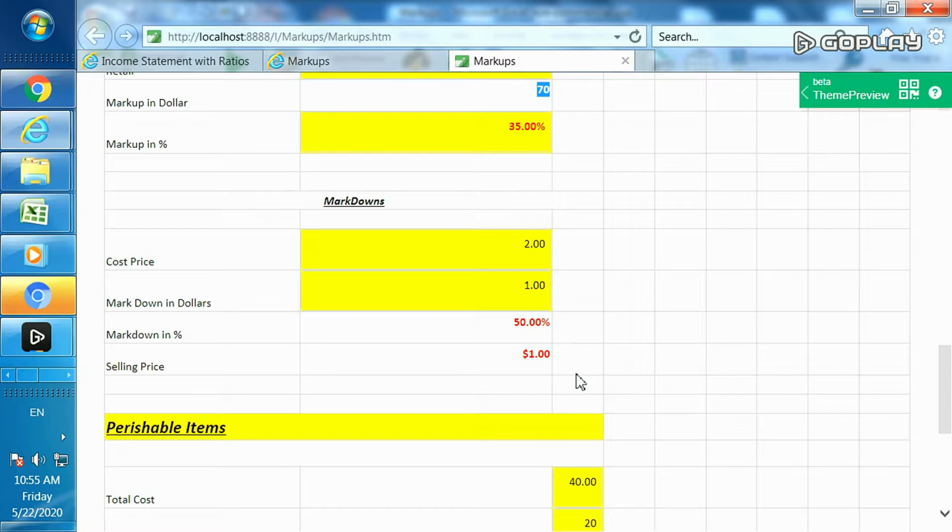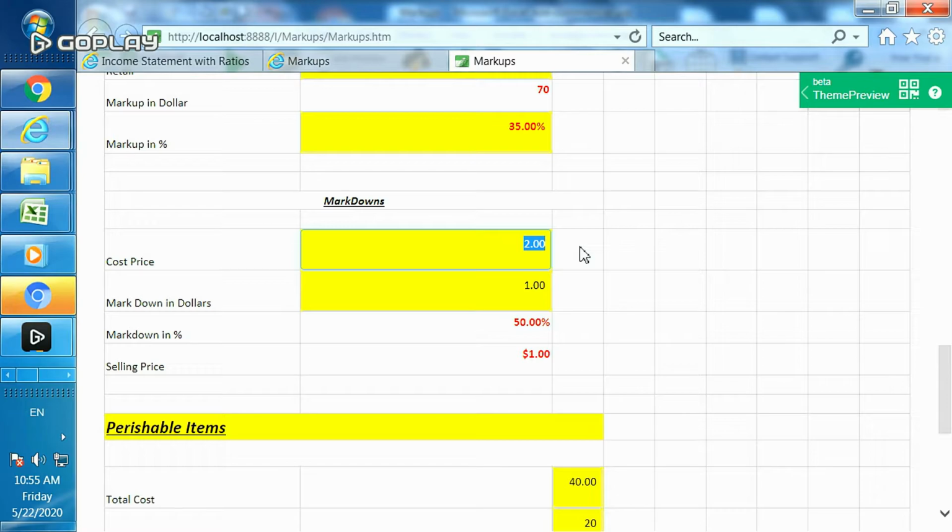Okay, then you have your markdowns. As we talked about earlier, suppose you walk into a shop, you see a discount on a certain item, and you would like to know what the final retail price is. This is something that you can use over here. So let's say you would like to use this calculator to figure out your final retail price. You will need to know your cost price for that item.